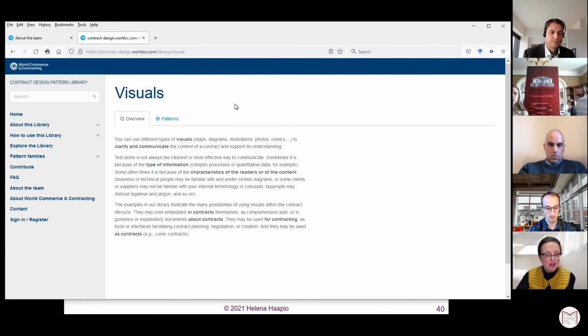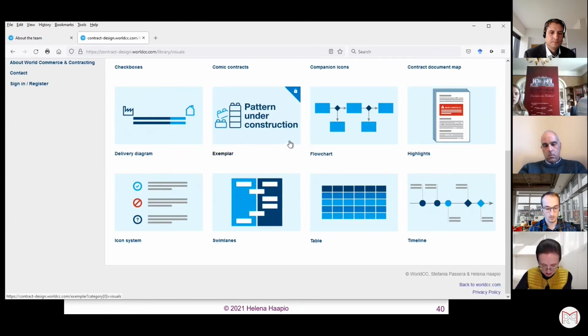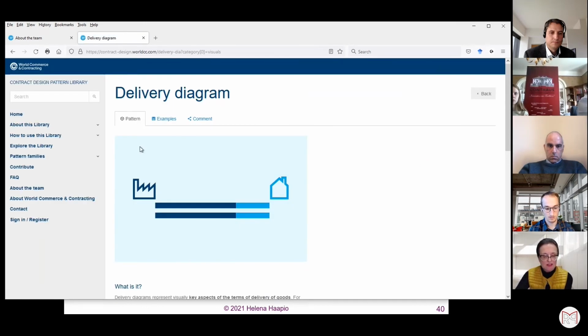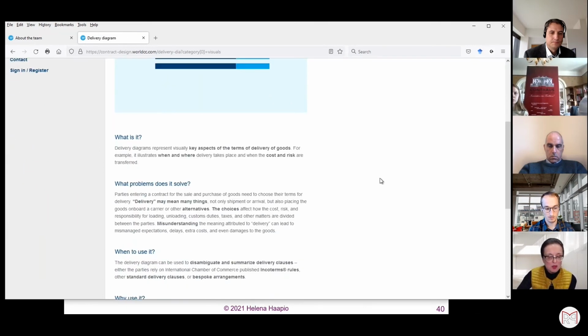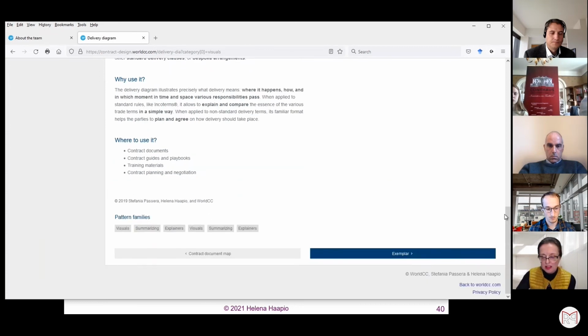So we first say what you can do with them, how you can use them, and then we show patterns that are visual patterns. So you can go and have a look, for example, at the delivery diagram. We already saw some. And then here we say, what is it? What problems does it solve? When should you use it? How can you use it? And we suggest contracts themselves, contract guides and playbooks, training materials, contract planning and negotiations, so different contexts.